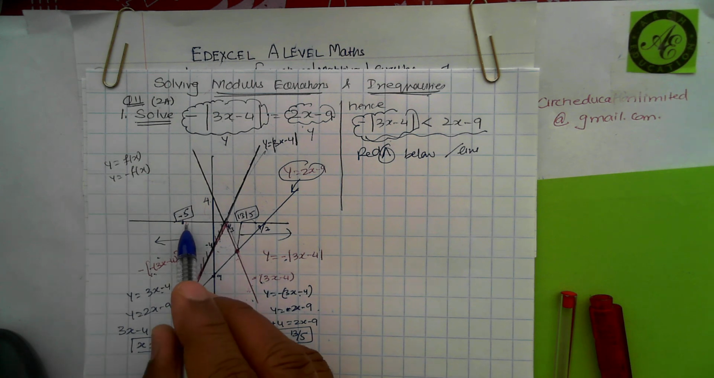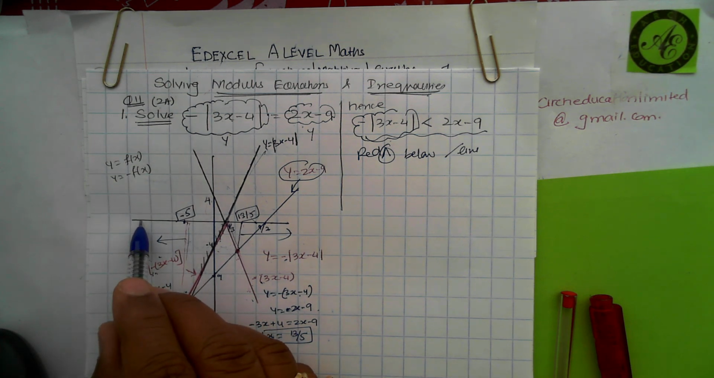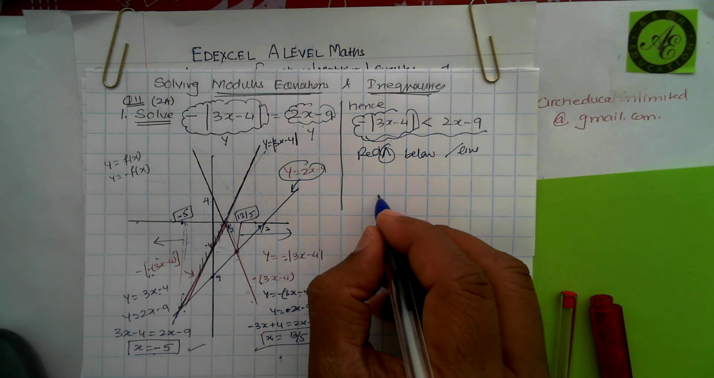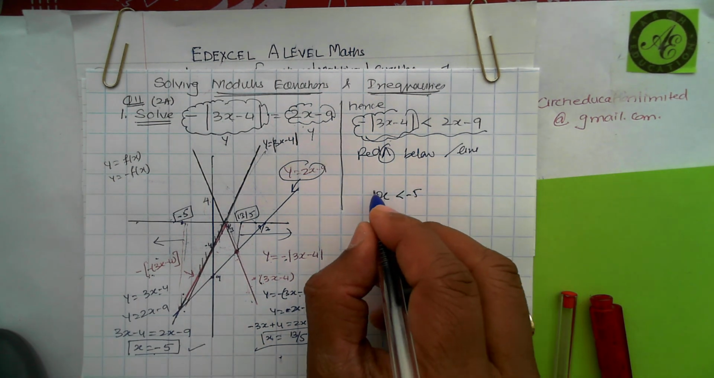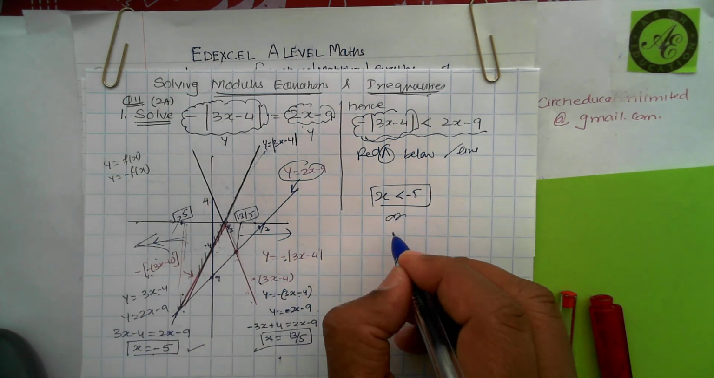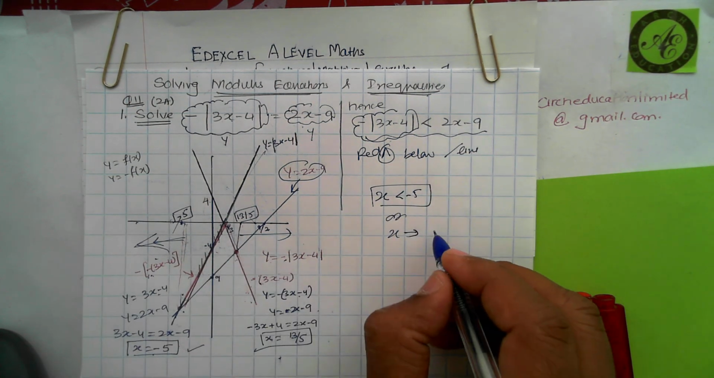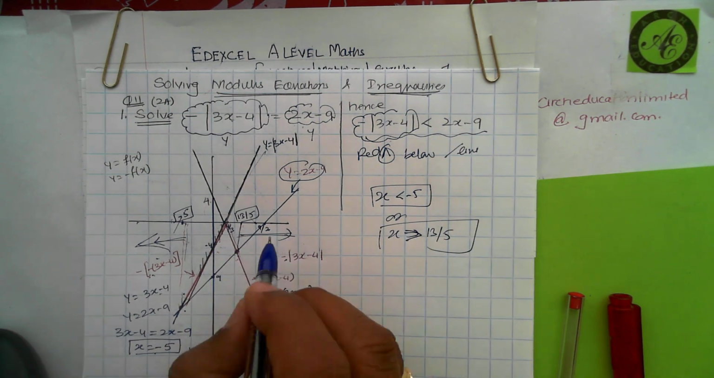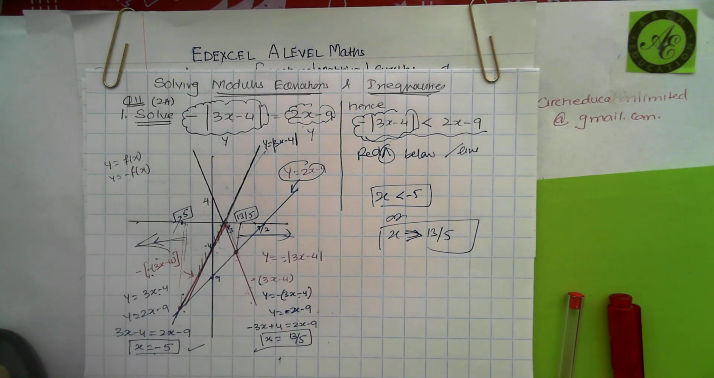As you go, x is less than negative 5, the red line is going to get below this. So the 2 answers are x is less than negative 5, that is this portion, or x is greater than 13 over 5, which is that portion. So that is solving inequalities and equations using mod, and we're going to stop the video here because it's getting too long.